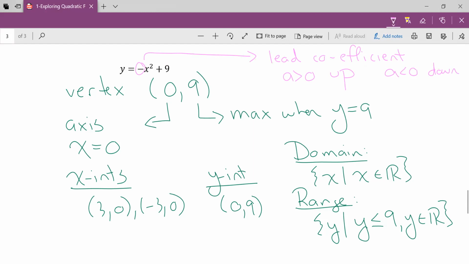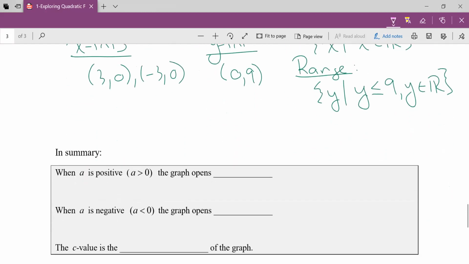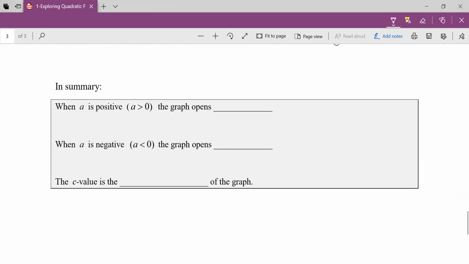So there's your key components of a quadratic function. And like I just said, if a is greater than 0, the graph is going to open up. If a is less than 0, that graph is going to open down. And the c value, known as the constant, tells us the y-intercept. So you should be able to tell me that information without graphing, and then everything else I want you to graph and find out.